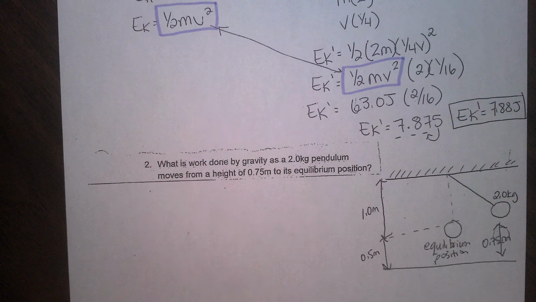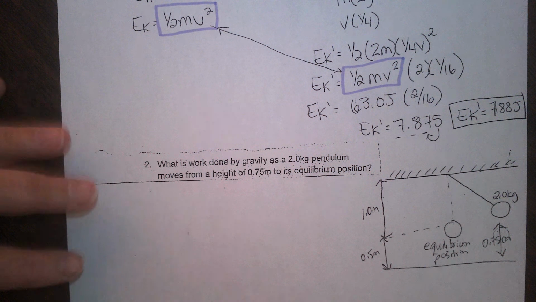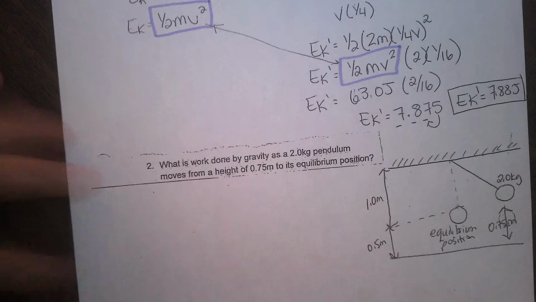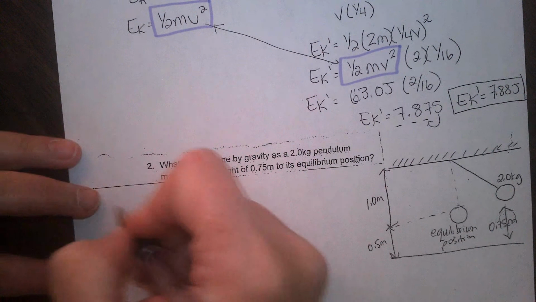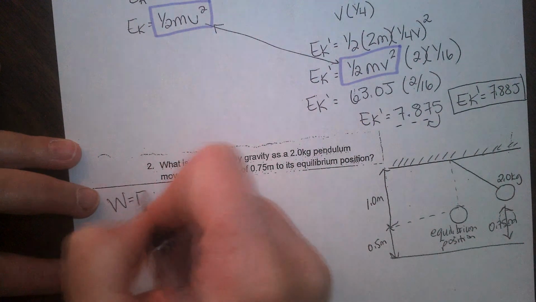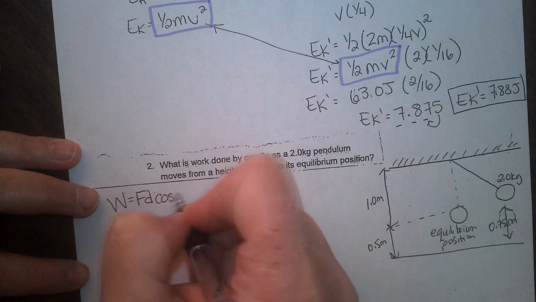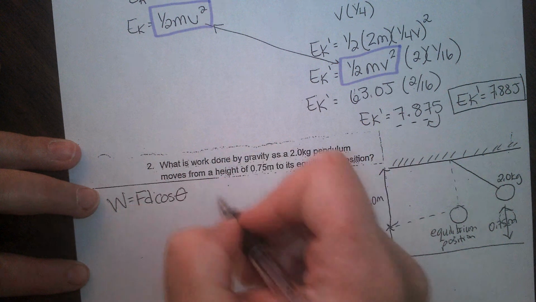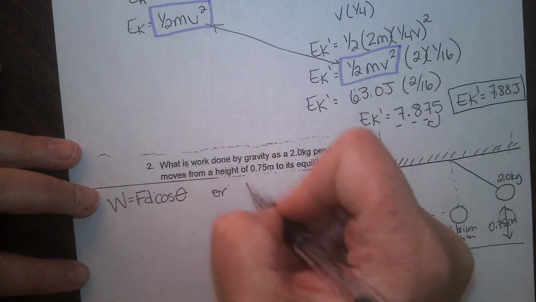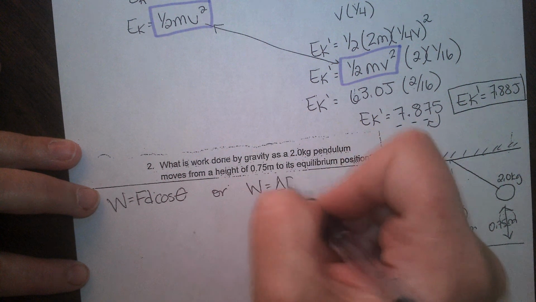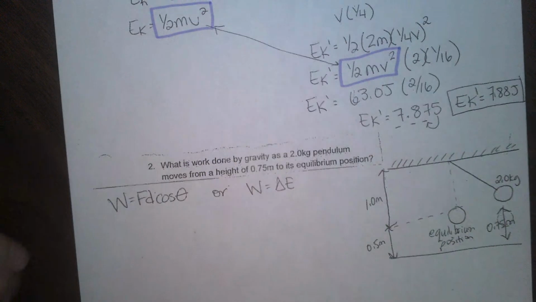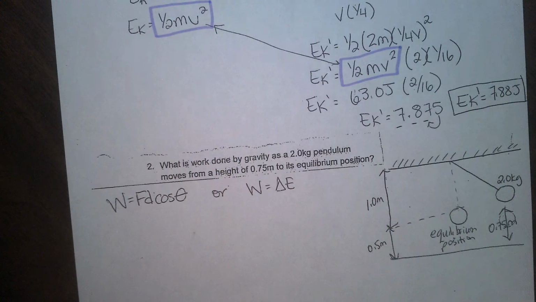So we can look at this in one of two ways. How do we solve for work? We've learned two different ways. We've learned work is equal to force times distance times the cos of theta. And we've looked at work is equal to the change in energy.